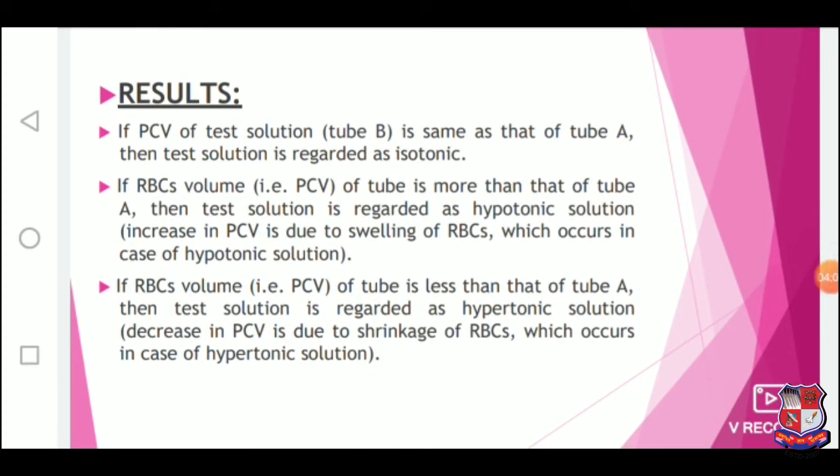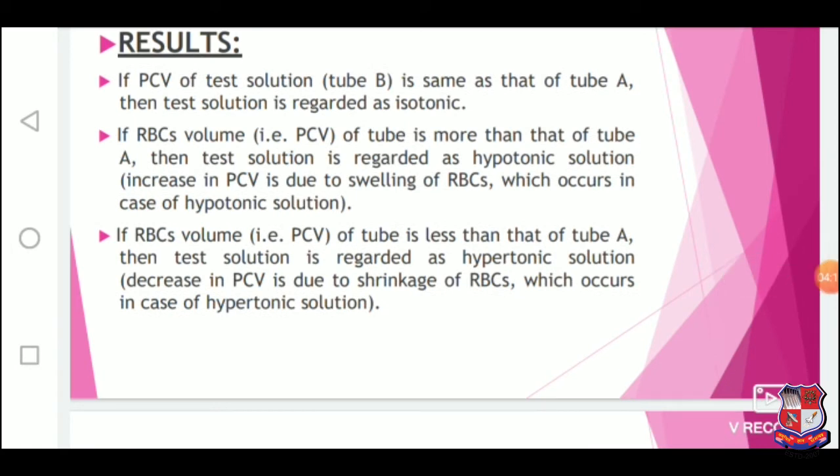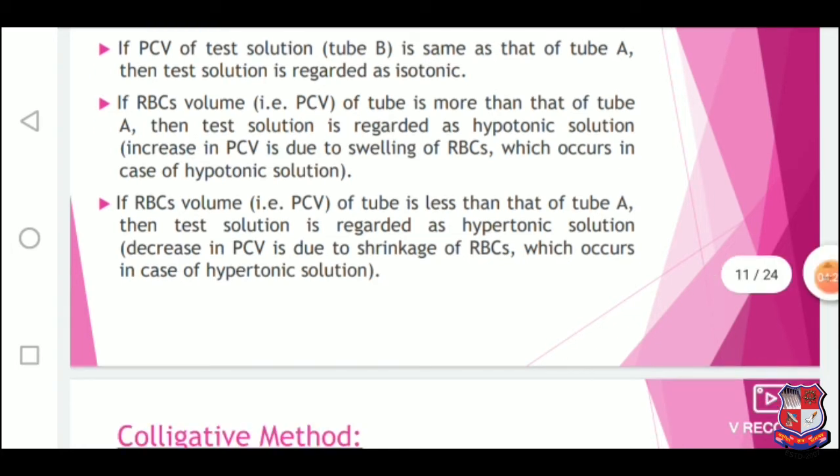So, basing on that, the results will be evaluated. If the PCV of the test solution is the same as that of tube A, then the test solution is regarded as isotonic. If the RBC volume of the solution is more than that of tube A, then this solution is regarded as hypertonic. If the RBC volume is less than that of tube A, then it is regarded as hypotonic.